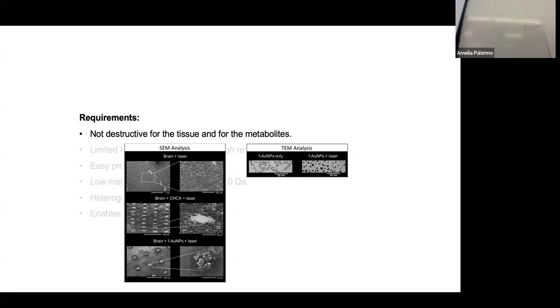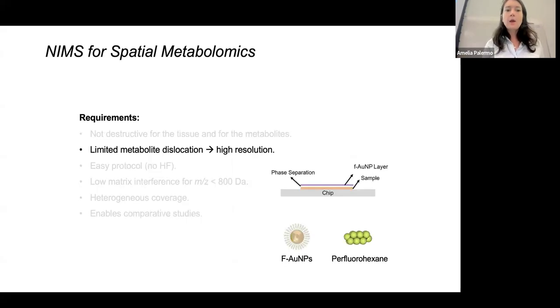When we use the fluorinated gold nanoparticles, this depletion is way softer. You can see it from this image. We also observed that the laser per se is causing expansion of those nanoparticles, meaning almost, I would not say complete melting, but clearly the energy is transferred to the nanoparticle. Limited metabolite dislocation. So these nanoparticles are perfluorinated, right?